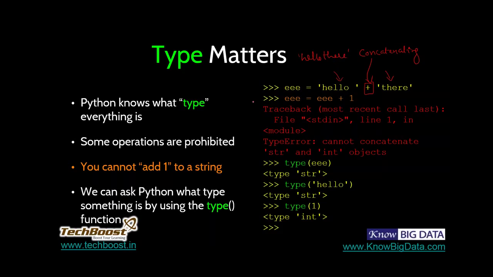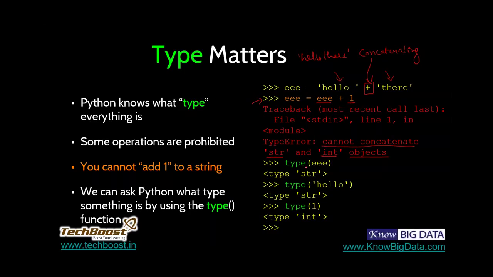Alright, now in this particular statement, we see that we're trying to concatenate. Since this is a string and this is a number, Python would treat it as a concatenation, and it will throw an error that cannot concatenate str and int objects. So we should not concatenate a string with a number.